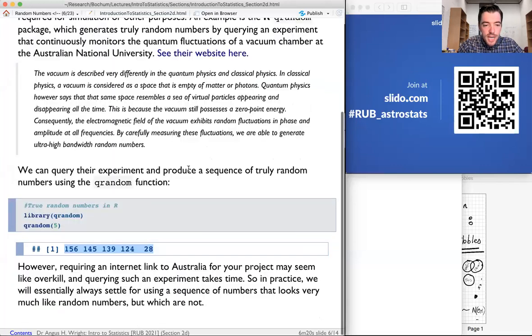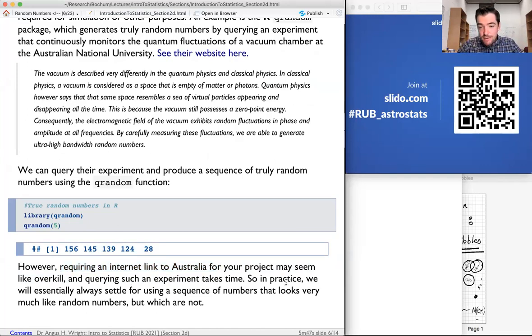Okay. However, that's really neat and really interesting, but querying an internet link to Australia for your project might seem like overkill, especially because making that query takes time, right? It takes time for the experiment to observe n numbers, and those n numbers then have to be sent to you over the internet, and then you would use them in your experiment. It takes a finite period of time for them to observe the numbers that you've queried, essentially.